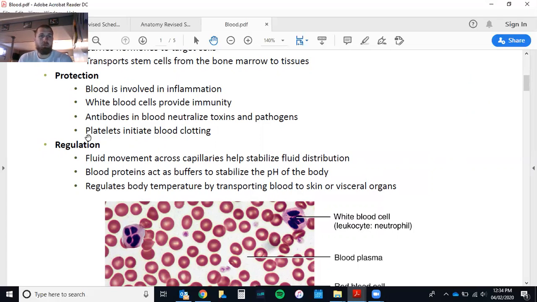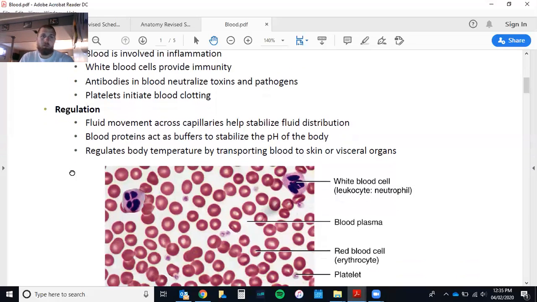Some of our white blood cells produce antibodies, which neutralize toxins and pathogens, something that is very relevant to what we're dealing with right now. Hoping that doctors around the world can come up with a vaccine so that we can distribute that out, and we can all develop antibodies to protect us from this coronavirus. And then platelets are very important in initiating a blood clot, so keeping us from bleeding out.